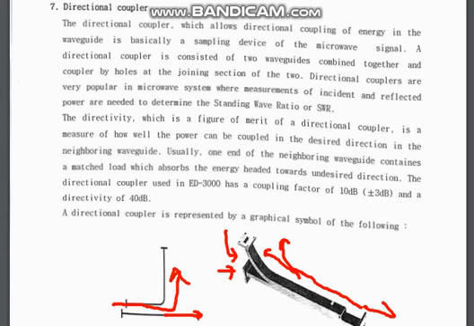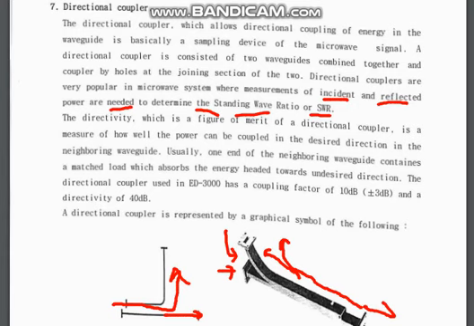So a directional coupler consists of two waveguides combined together and coupled by holes at the joining section of the two. Directional couplers are very popular in microwave systems, where measurements of incident and reflected power are needed to determine the standing wave ratio, that is SWR. The directivity is a figure of merit of a directional coupler.